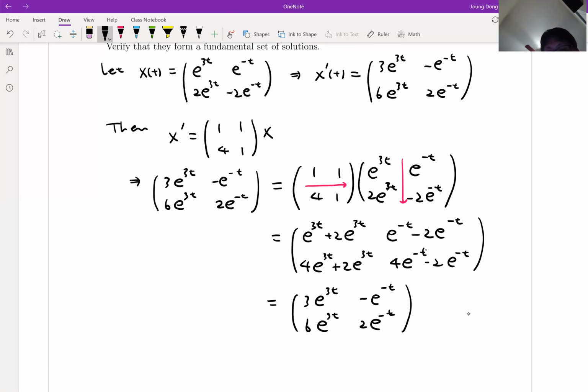When you compare the left and right hand sides, that's exactly correct, which means the given x1 and x2 are solutions of the system of linear differential equations, right? So now we're going to verify that it is really a fundamental set of solutions, okay? As I told you, we're going to check the Wronskian of this guy, okay? Here we go.